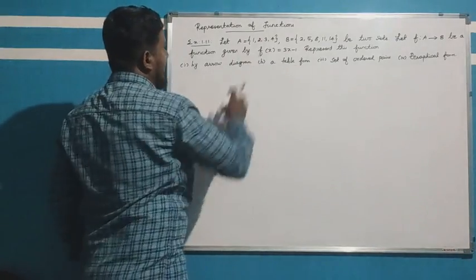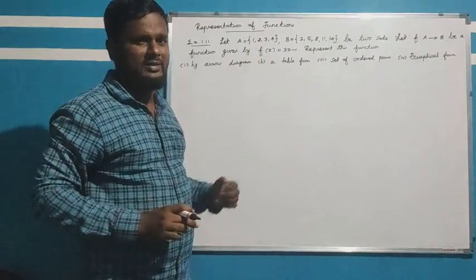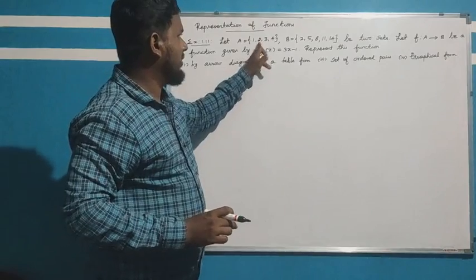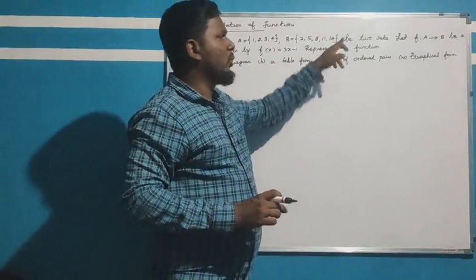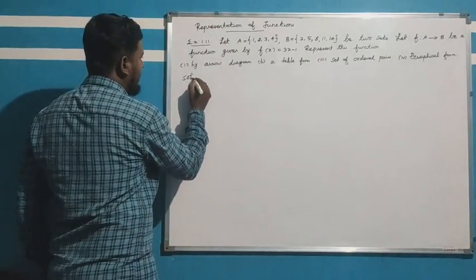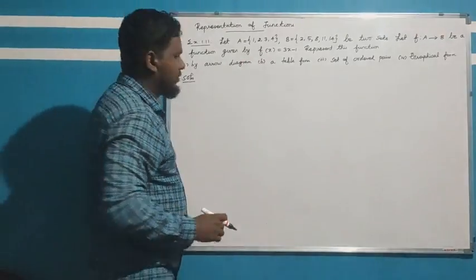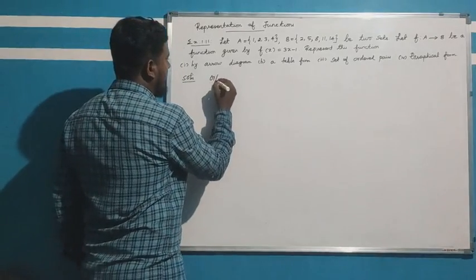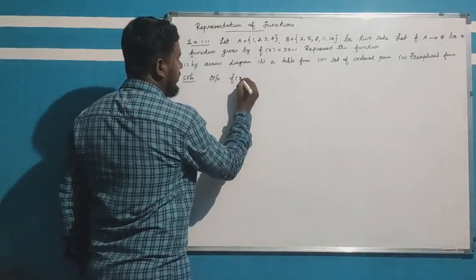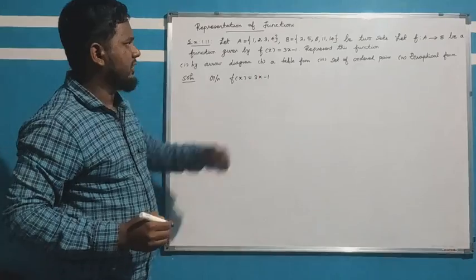In the A set, all the elements are x elements, and in the B set, all the elements are y elements. Now we can find the solution. What is f of x given? The function is f of x equal to 3x minus 1.